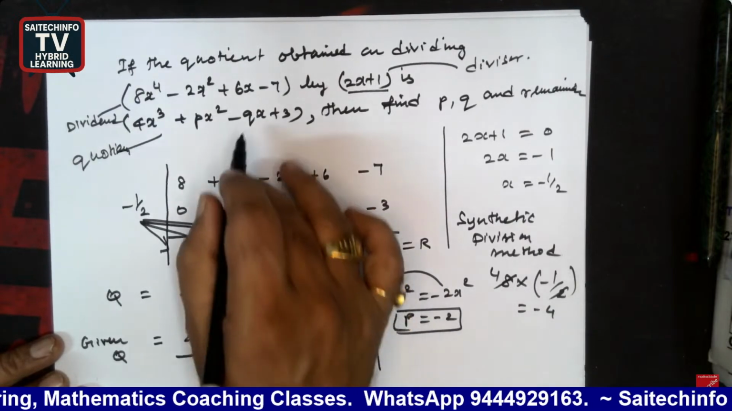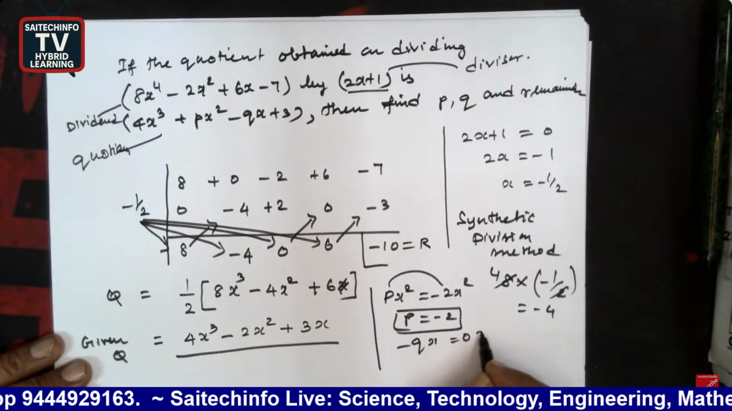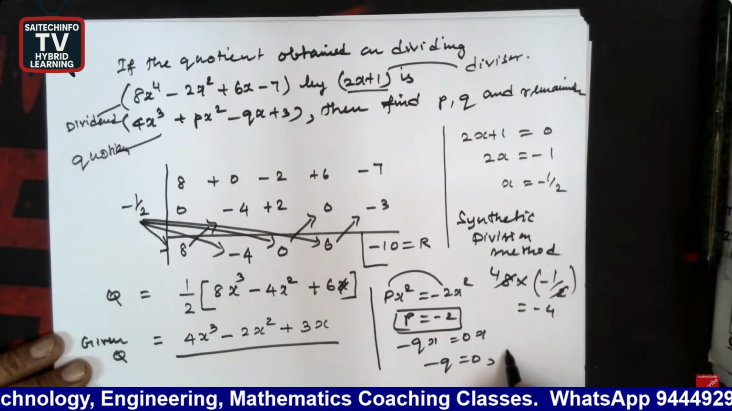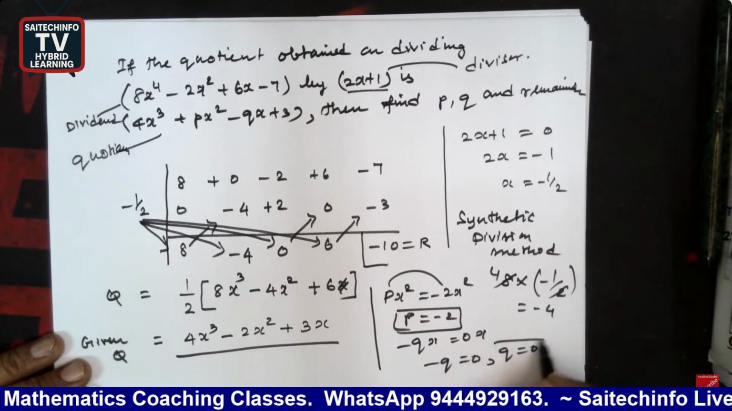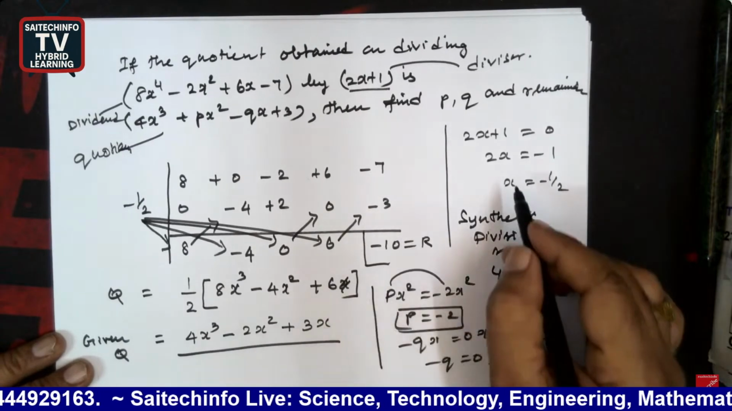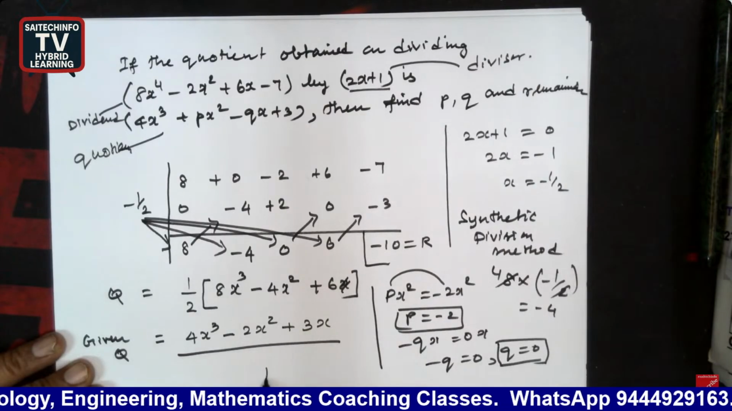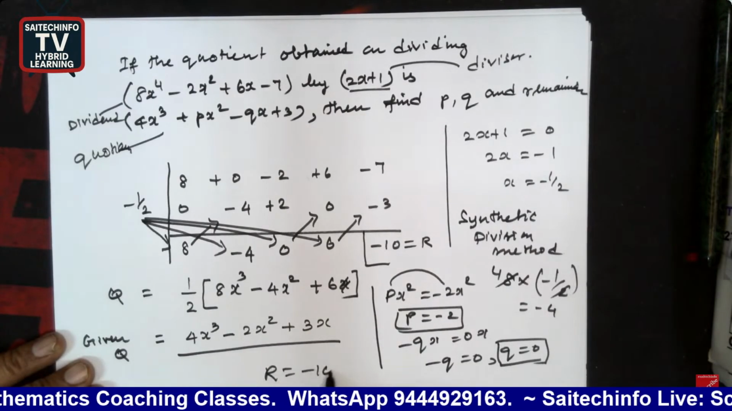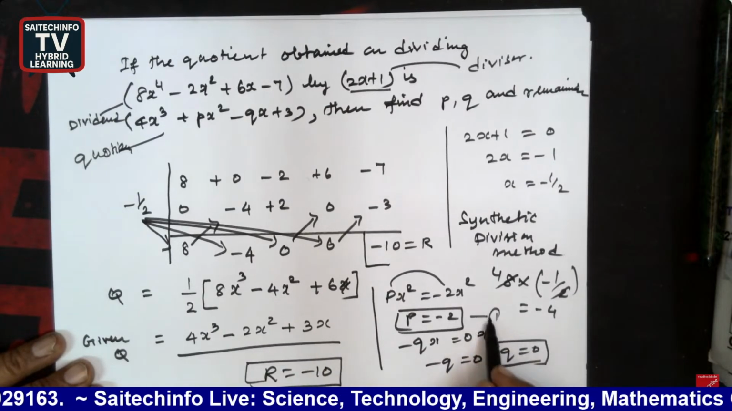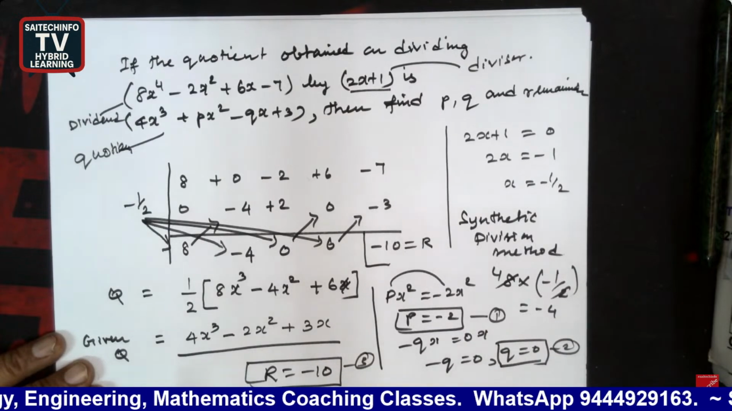And there is no x, so you can put qx as a 0x, is it not? So q is equal to 0. Okay, this is the second answer. Third one is, you have got a remainder minus 10. So r is equal to minus 10. This is the third answer. Okay, so this is the first answer, this is the second answer, this is the third answer. Are you able to follow?